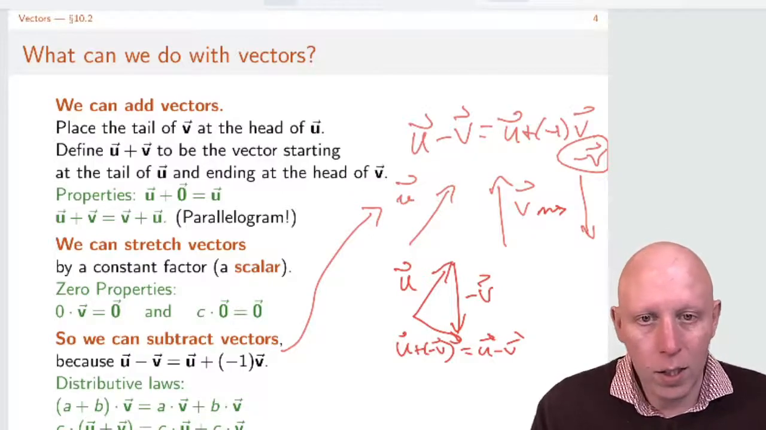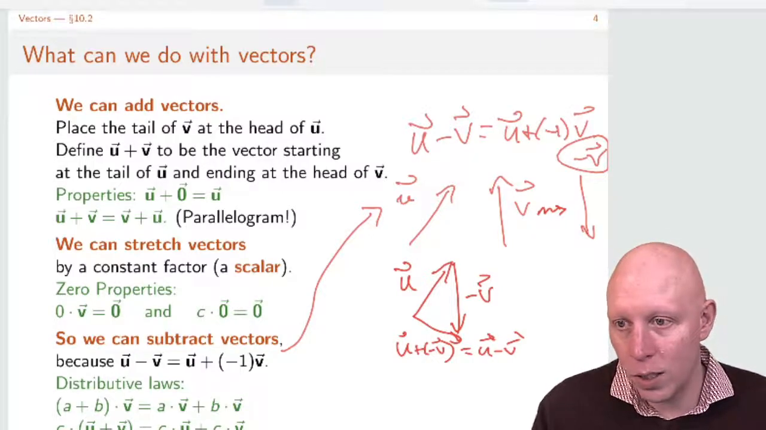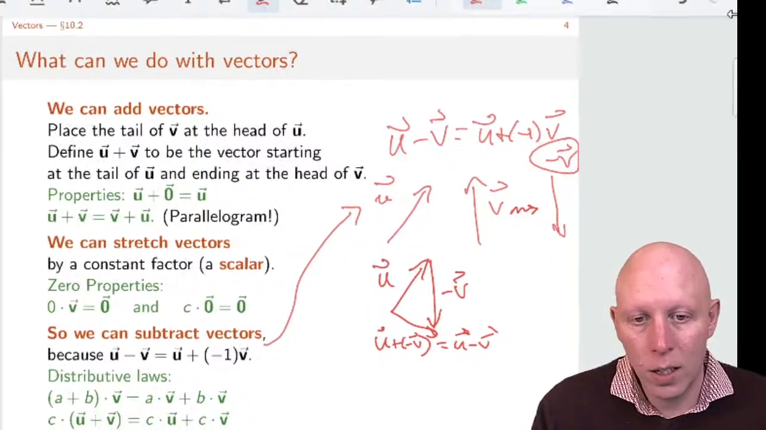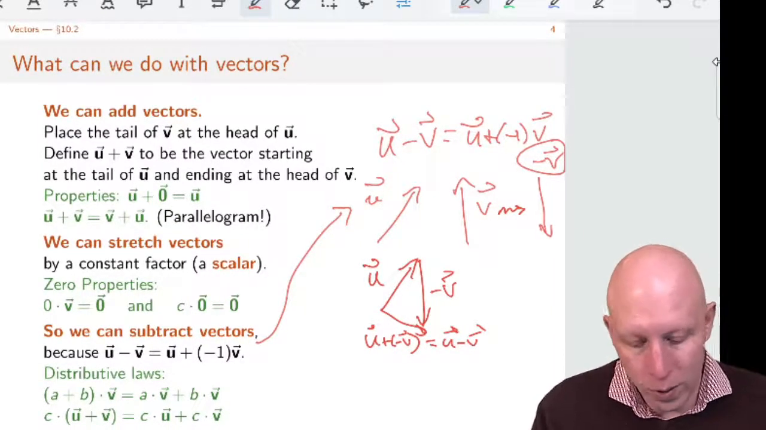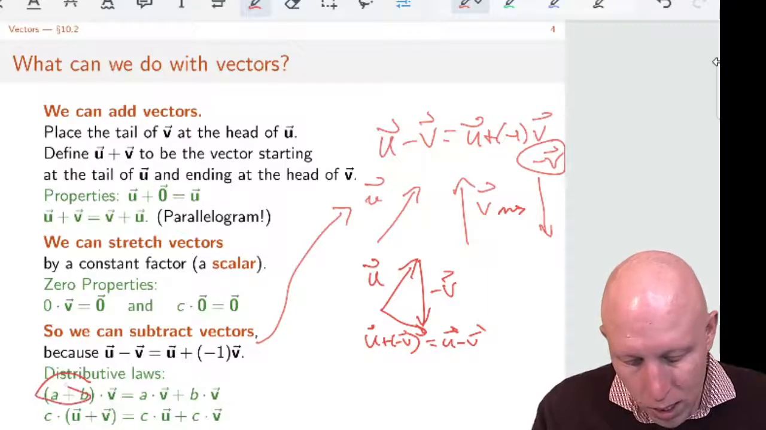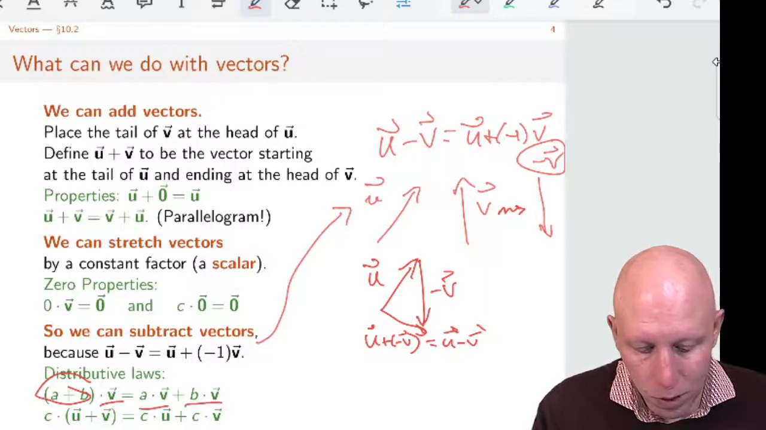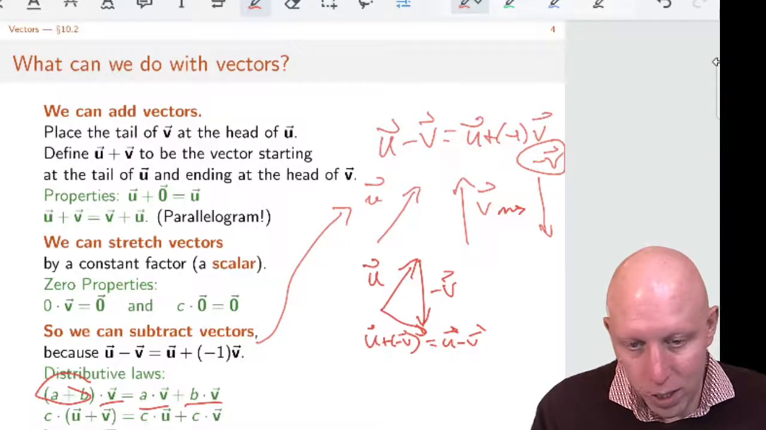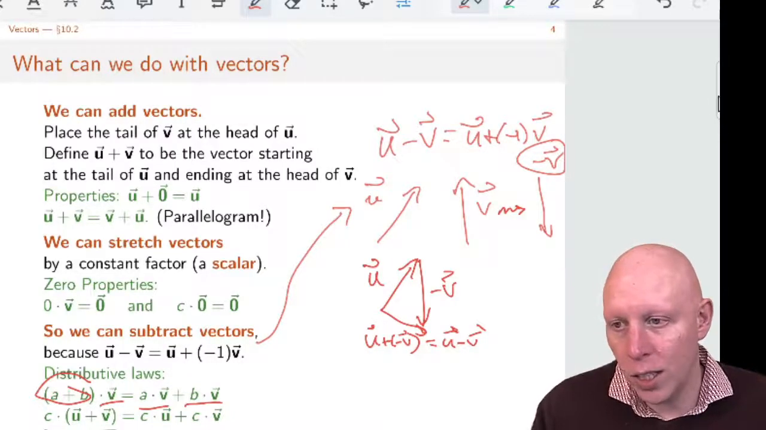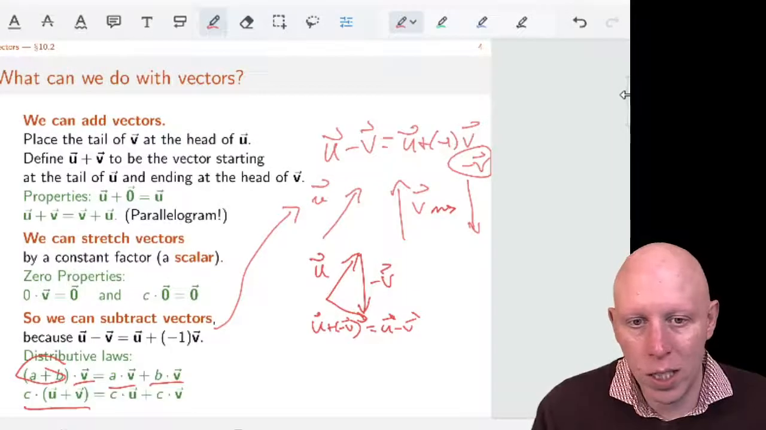And then we can do some distributing. So if we do a plus b times v, that's a times v plus b times v, or if you do c times u plus v, you get c times u plus c times v.